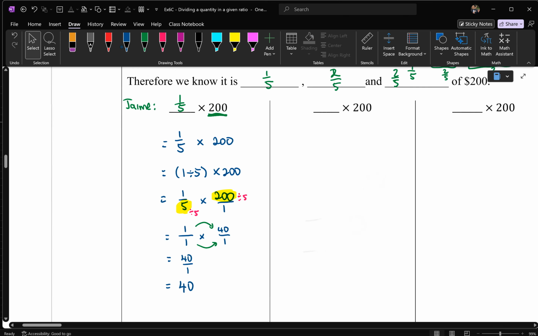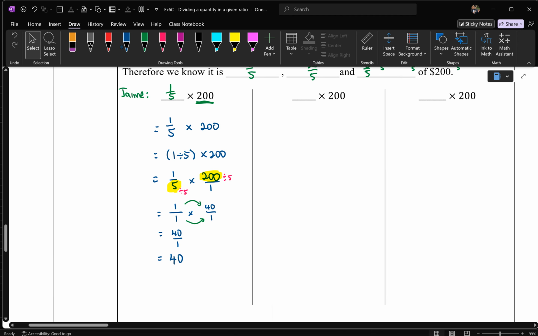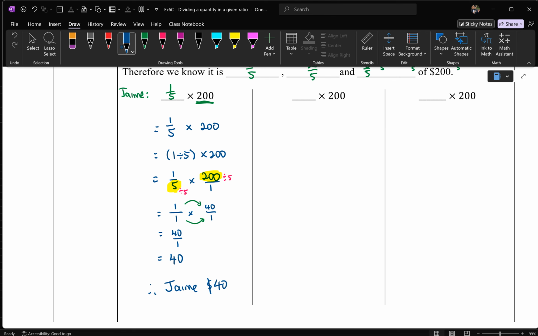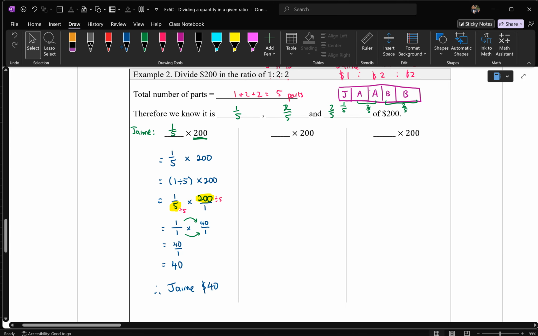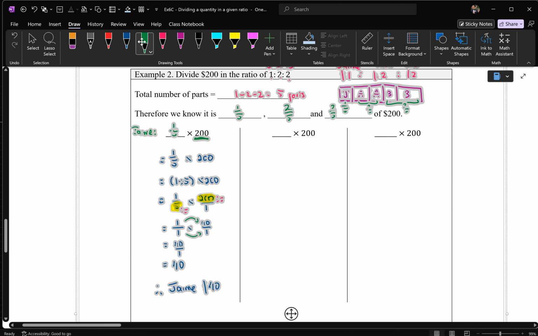So what am I saying there? I'm saying that Jamie deserves $40 of the $200 that they won together. Okay, does that make sense? So that means Jamie gets $40 when we share it out, because Jamie only contributed $1 to buy the ticket, right? Whereas Alex and Bob, in this case, let's go write it again.